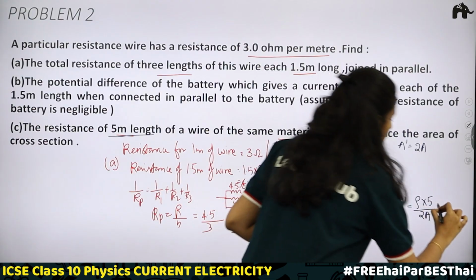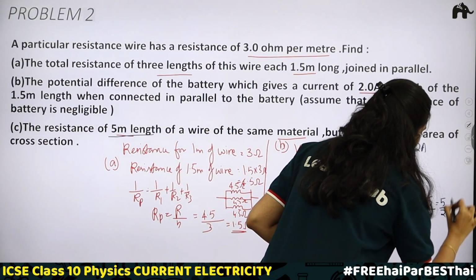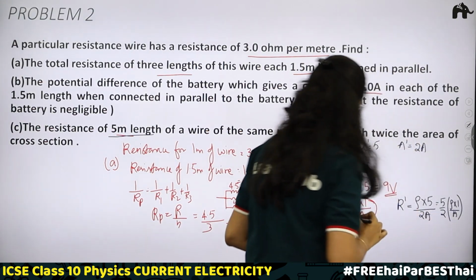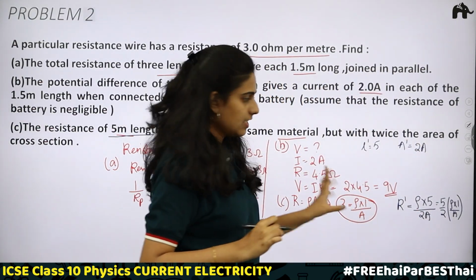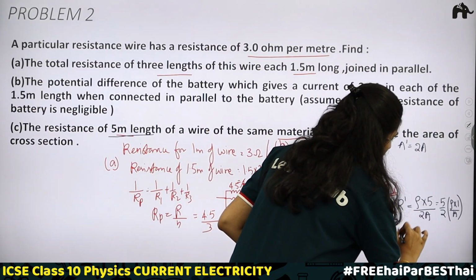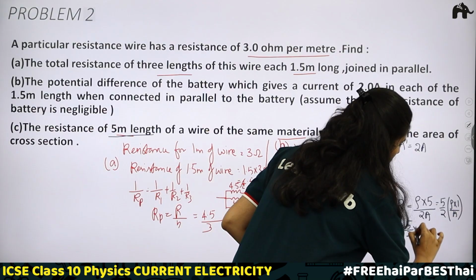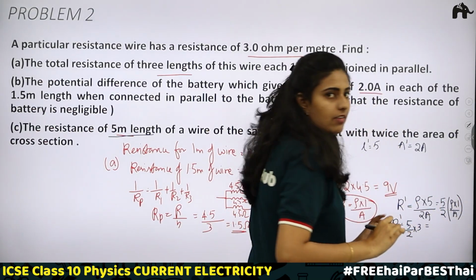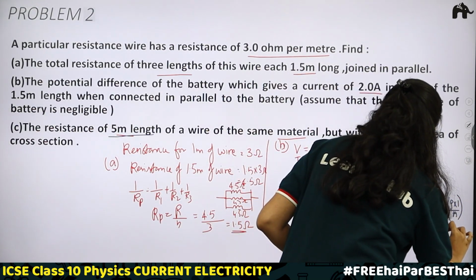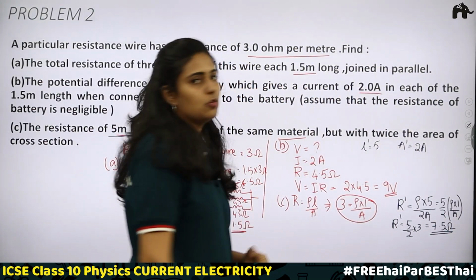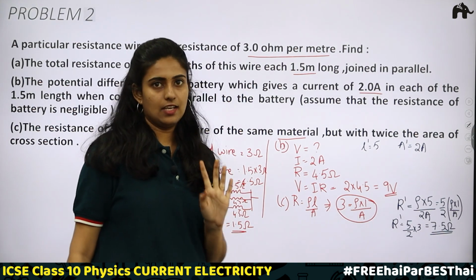This 5 and 2 can be taken out. Then we have rho into 1 divided by A. Rho into 1 by A is 3. Therefore R' will be equal to 5 divided by 2 into 3, which is 15 divided by 2, 7.5 ohms. 7.5 ohm is the new resistance.